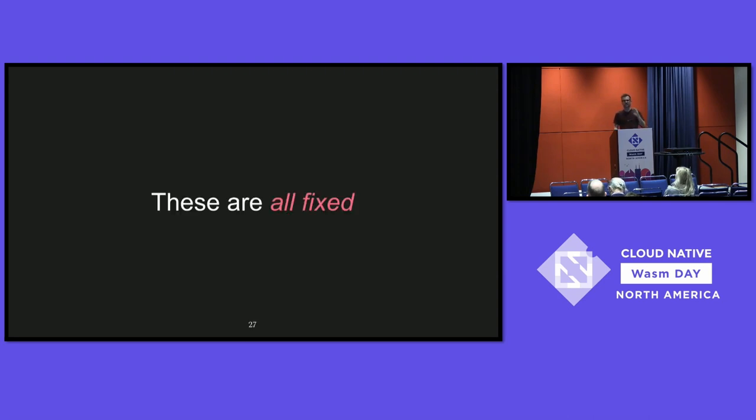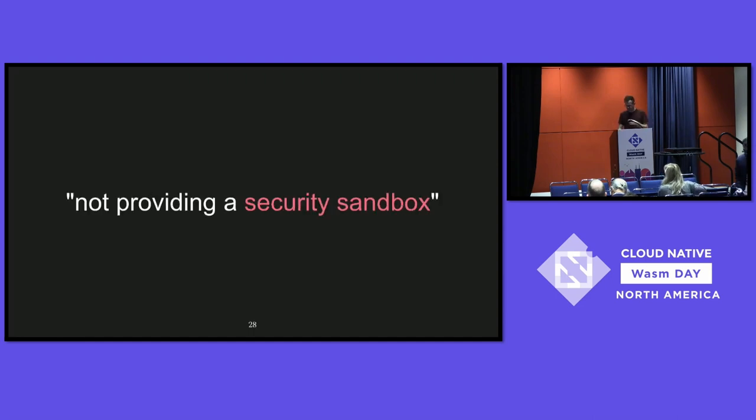And it's important to notice, these were all fixed. They're in the past, and they shouldn't be a knock against any of them. I'm just trying to show that like software has bugs, and some of those are going to be security bugs. It is important to note, I did come across uvwasi. It claimed not to be providing a security sandbox, so I find that a bit alarming. I think perhaps it's just early in the project's life cycle.